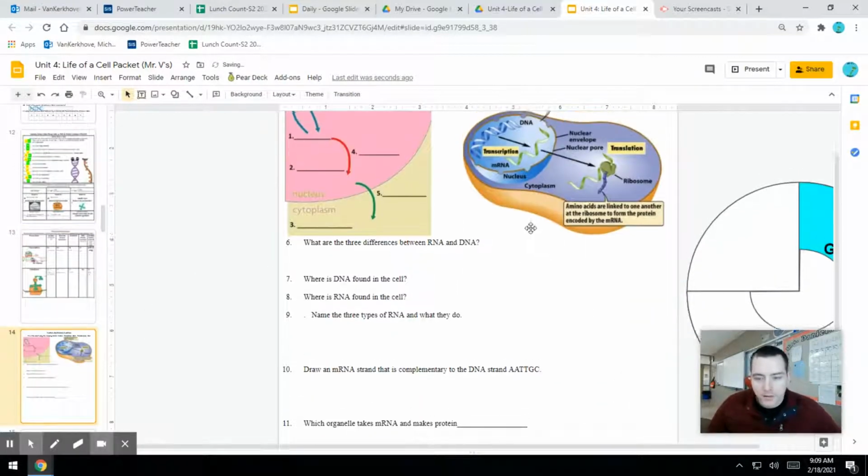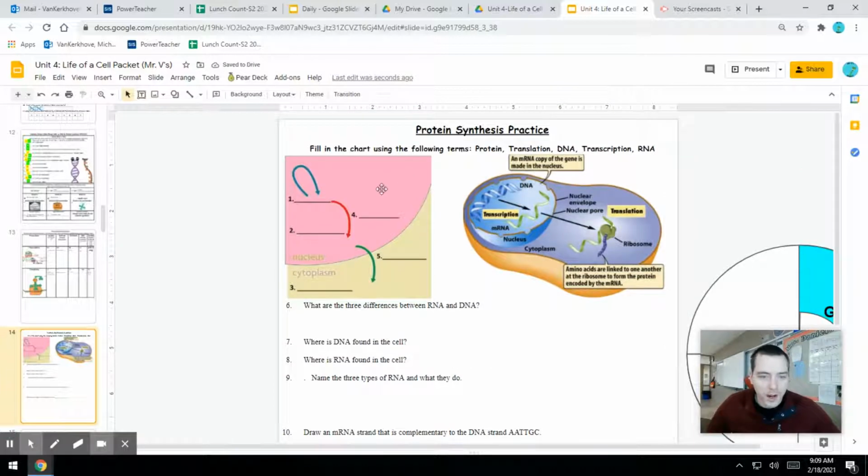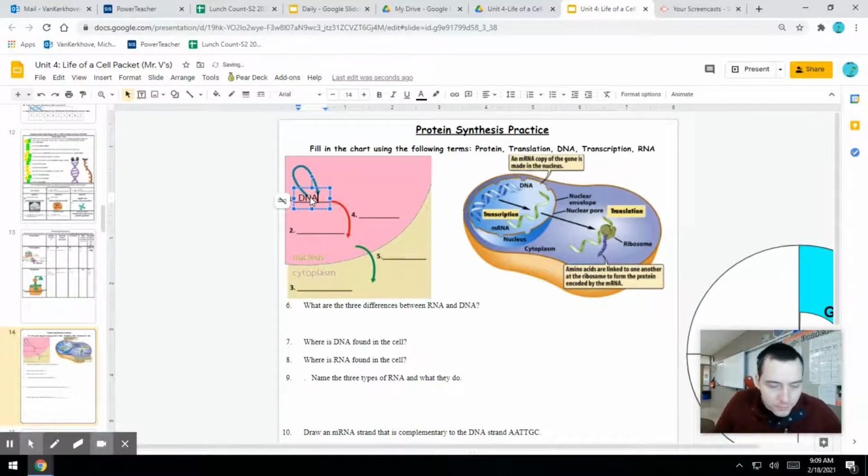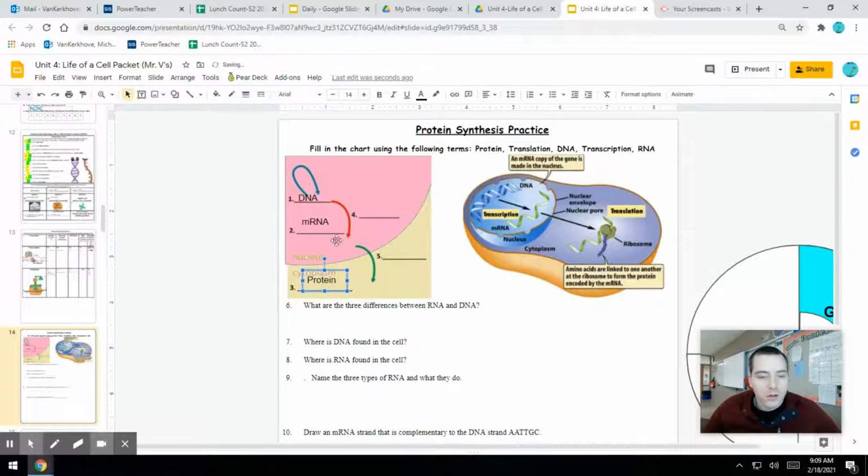And so one last page here, protein synthesis practice. Fill in the chart using the following terms. So number one, I have DNA. I need to make mRNA, which is what's going to leave the nucleus and go to the ribosome to make protein. And so from DNA to RNA is transcription.